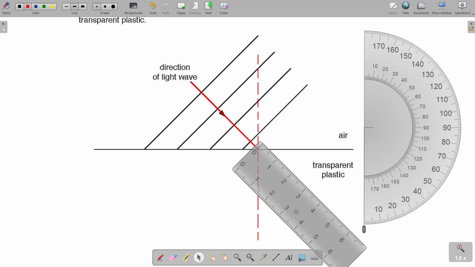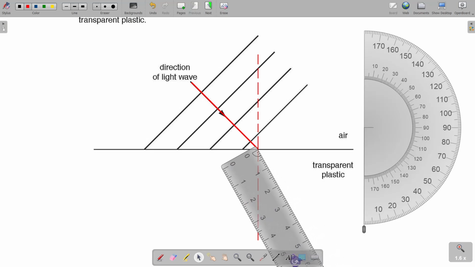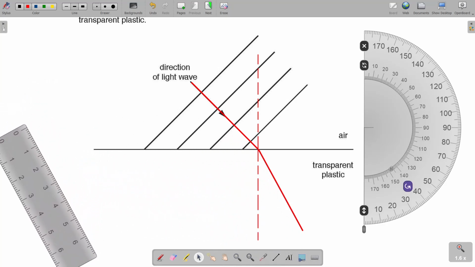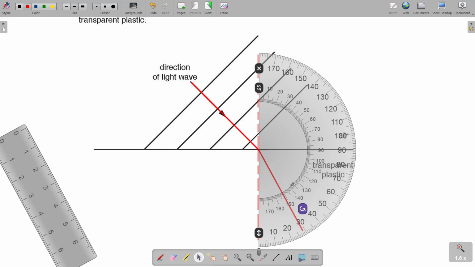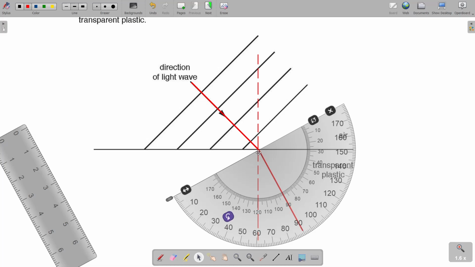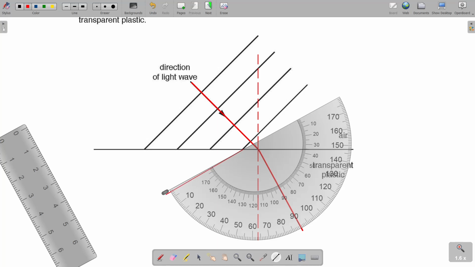Then we say that the wave is bent towards the normal from this point, so we can bend the ray towards the normal and draw the new direction. Then we use this direction to draw perpendicular lines on it for the wavefronts inside the transparent block. First, we place the 90 degrees on the direction of the refracted wave, like this, and we use the flat edge of the protractor as a ruler at this point where the wavefronts met the boundary. So going like this at the first point, and we draw the first refracted ray.